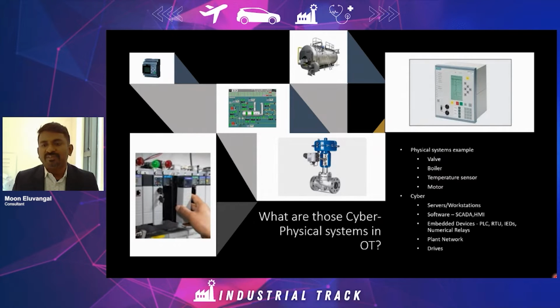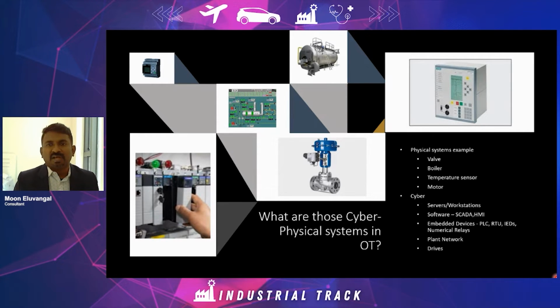In my previous slide, I mentioned cyber physical systems. So what does it mean by those cyber physical systems? For the physical system, I already gave you an example, a robotic arm. It is a physical system. Other examples are valves which control the flow of fluid, a boiler, a temperature sensor, a motor, and there are so many physical systems.